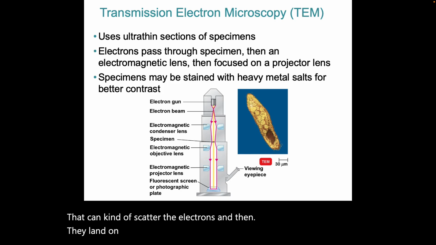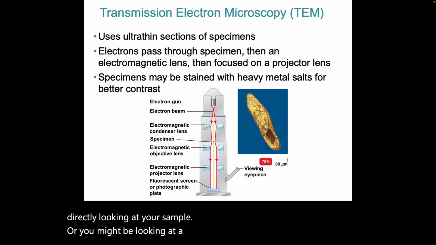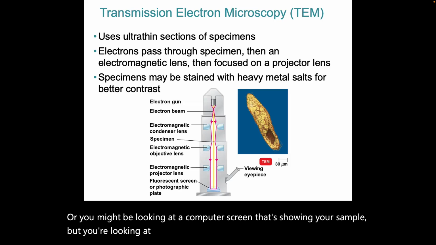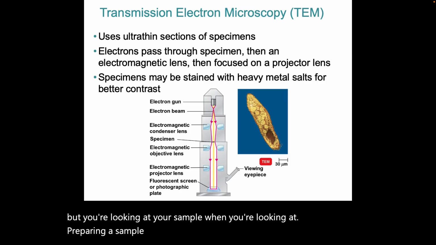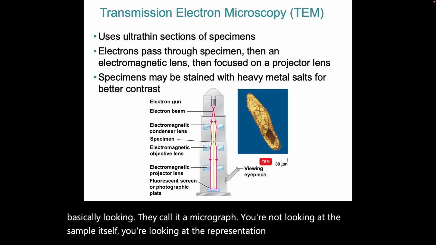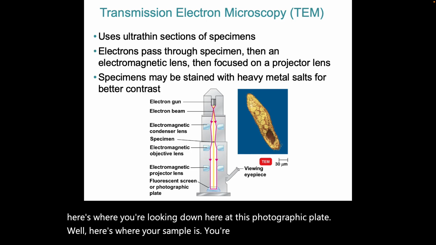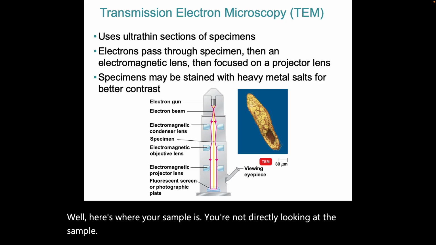So when you're looking at a light microscope, you're directly looking at your sample. Or you might be looking at a computer screen that's showing your sample, but you're looking at your sample. When you're preparing a sample and visualizing using electron microscopy, you're basically looking at what they call a micrograph. You're not looking at the sample itself, you're looking at the representation of the sample. Because here's where you're looking, down here at this photographic plate. Well, here's where your sample is. So you're not directly looking at the sample, you're looking at the representation of the sample.